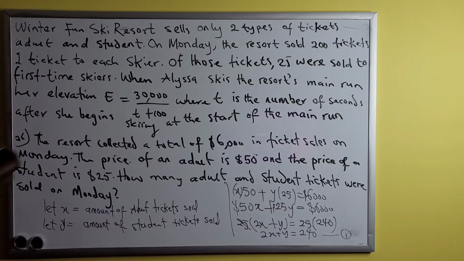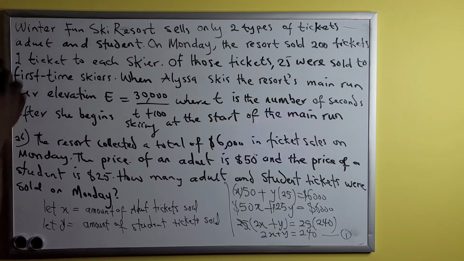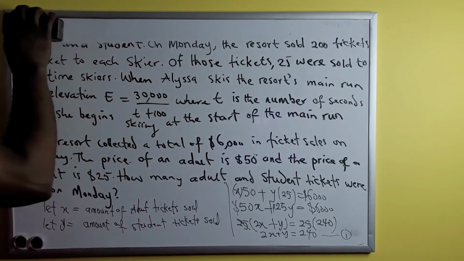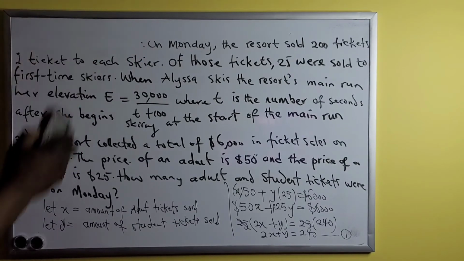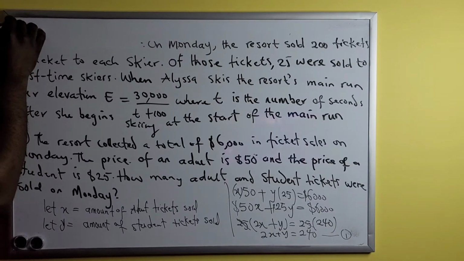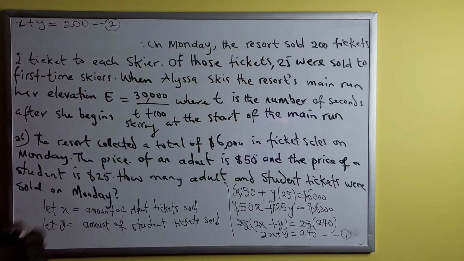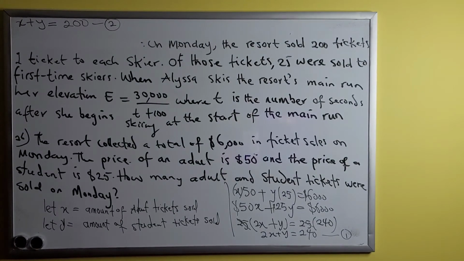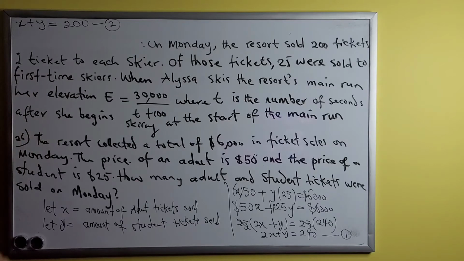So the resort sold 200 tickets on Monday, right? So let's assume that they sold X plus Y tickets, and that was 200. Equation 2. So we have two equations: X plus Y equals 200, and 2X plus Y equals 240. We don't know how many of X and how many of Y they sold, but we know that they sold both X and Y, and everything together is 200.